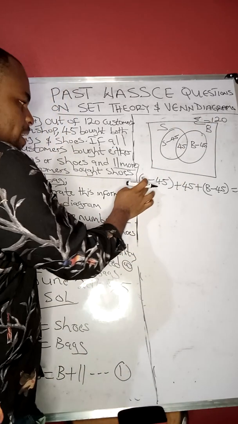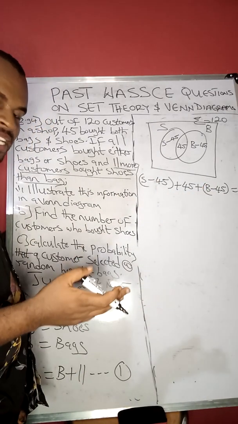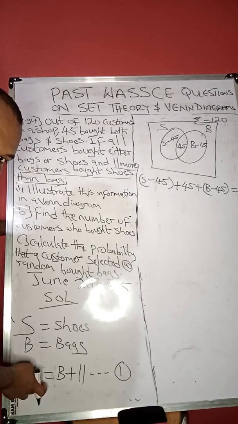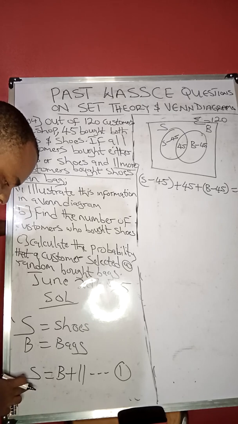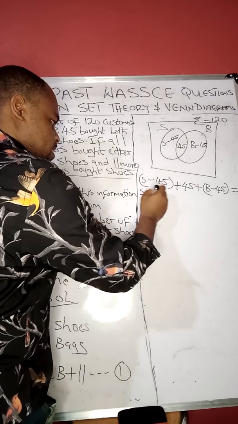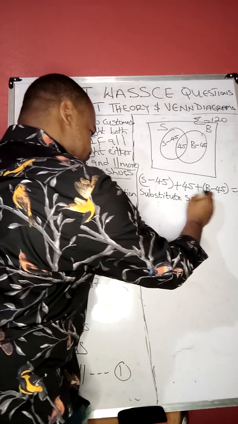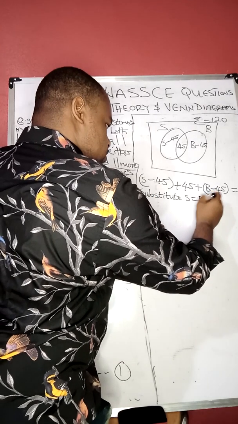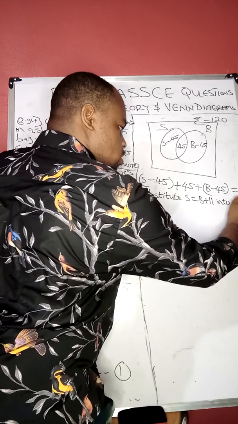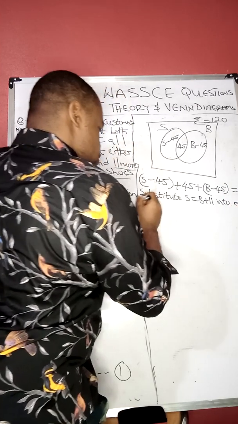Alright, now we have this. Now, there is S and there is B. We cannot solve it because they are not like terms. But remember that we have something that relates S and B. So anywhere I see S, I can put B plus 11. So I can write it here: substitute S equal to B plus 11 into the equation above.